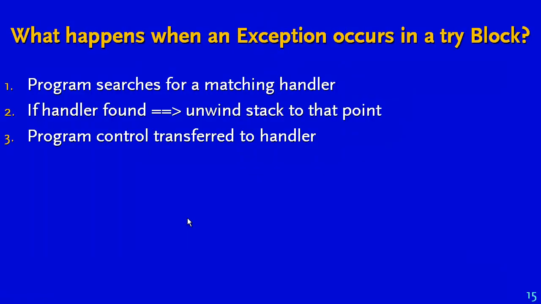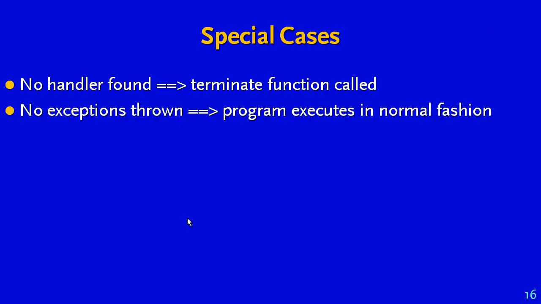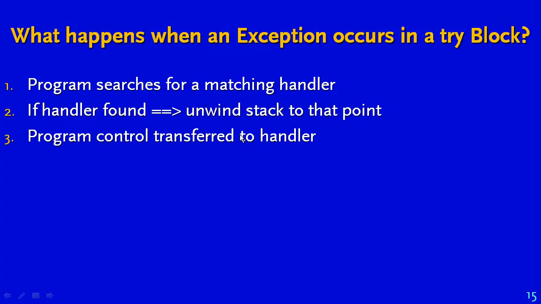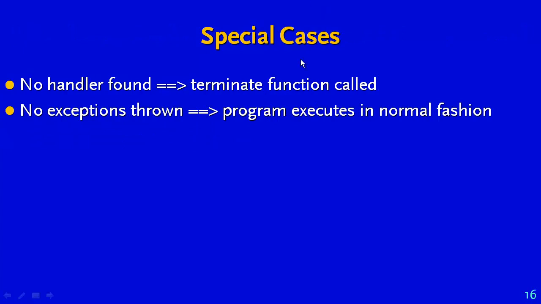So what happens when an exception occurs in the try block? The program searches for a matching handler, as I've said. If no handler is found, the stack is unwound to the point of call, and the program control is transferred to the handler. And if no handler is found, the terminate function is called, and that's the end of the story. You get a runtime error.